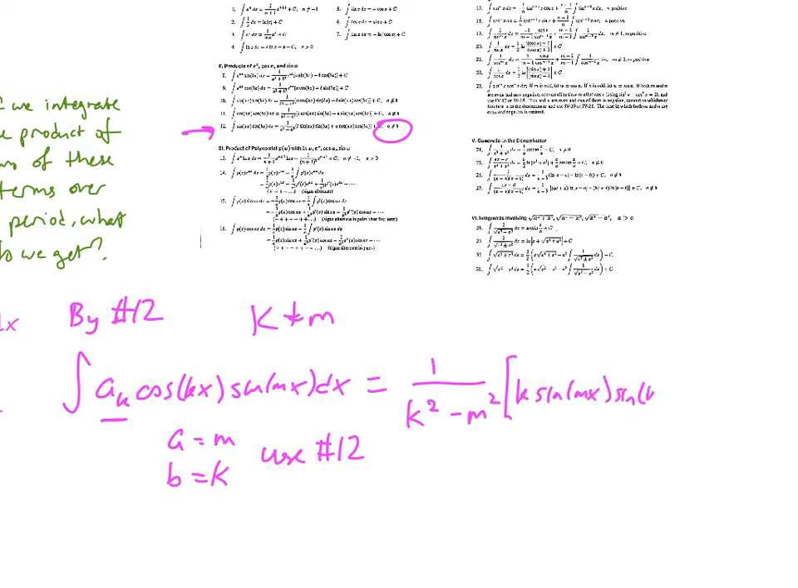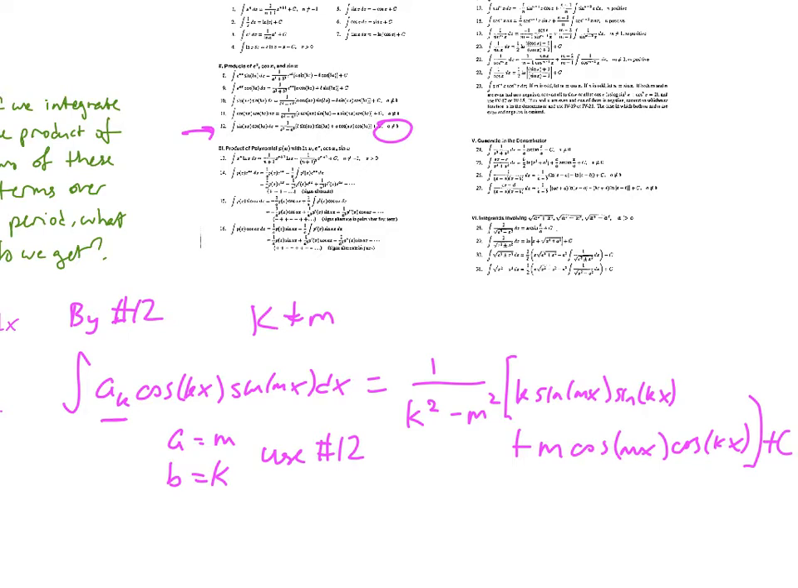Anyway, I get 1 over k squared minus m squared times b, that's k, sine of mx, sine of kx, I think, plus m times cosine of mx, cosine of kx. All of that plus c, okay? Which looks like a mess. Looks like kind of a nightmare.